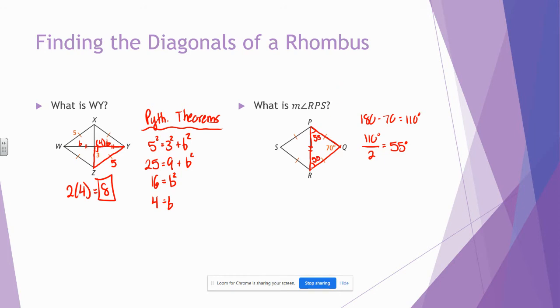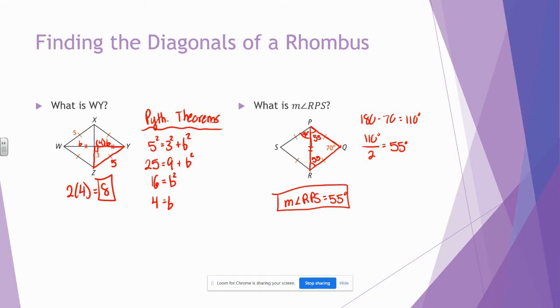We're looking for RPS. So this is the angle that we're looking for. We learned in our last slide that the diagonals of a rhombus bisect the opposite angles. So this angle here is going to be congruent as well. So the measure of RPS is also going to be equal to 55 degrees.